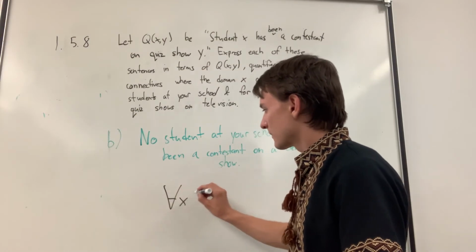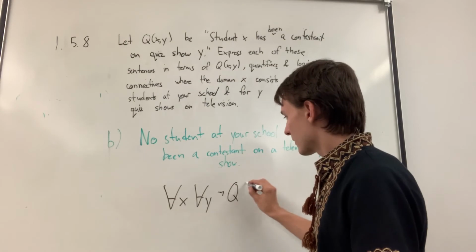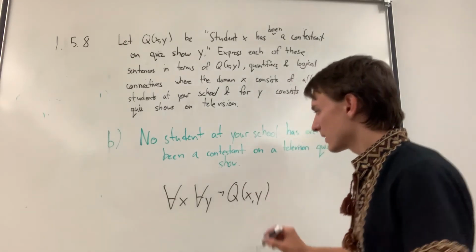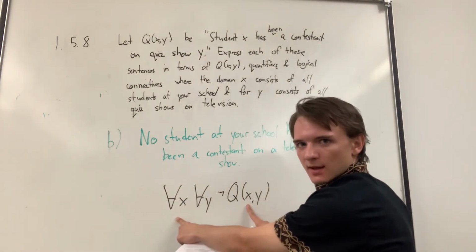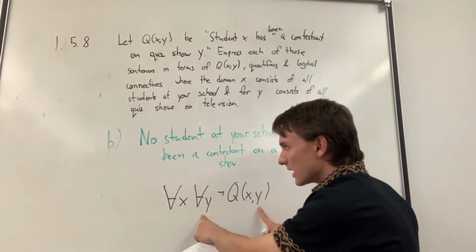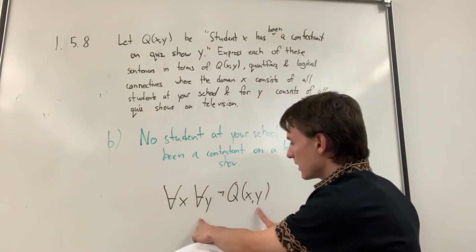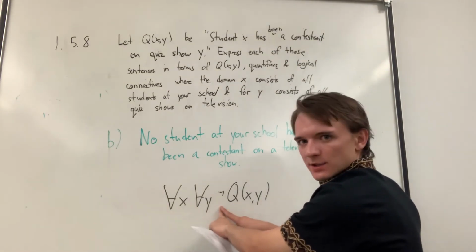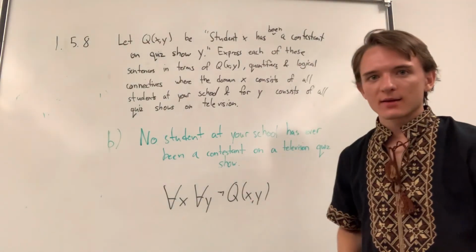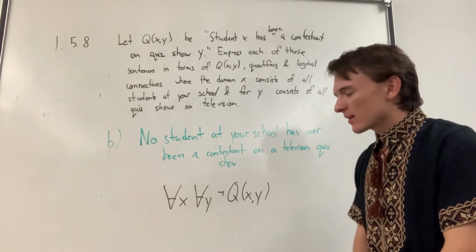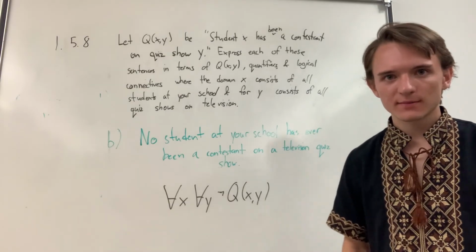For all x and for all y, not q(x, y). That is to say, for all students at your school and for any quiz show on TV, no student has been on any television quiz show. So you can also see it that way. I think that's a little more confusing than the other way, but either way would have worked.